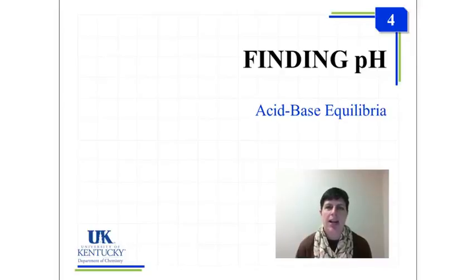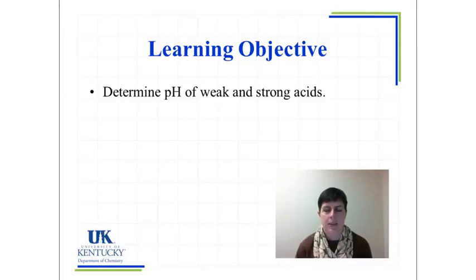In this module, we will look at how we find the pH of both strong and weak acid solutions. Our objective in this unit is to calculate the pH of both strong and weak acid solutions because we have different procedures for each.